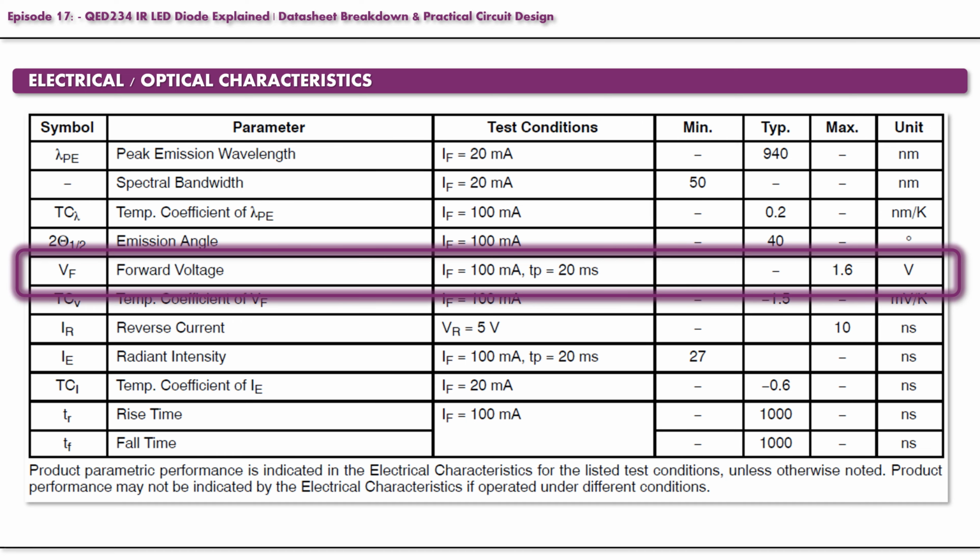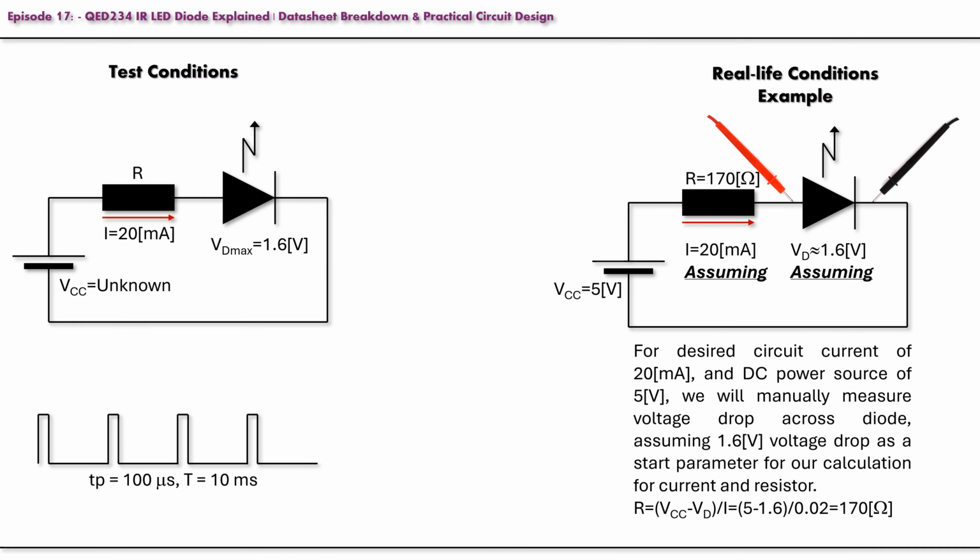Forward voltage parameter tells us that under test conditions of forward current of 20 milliamperes, and pulse DC power source, where pulse period is 20 milliseconds, and pulse width is 100 microseconds, the voltage drop across diode in the circuit is maximum 1.6 volts. Have in mind that amplitude of the DC power source signal is not specified.